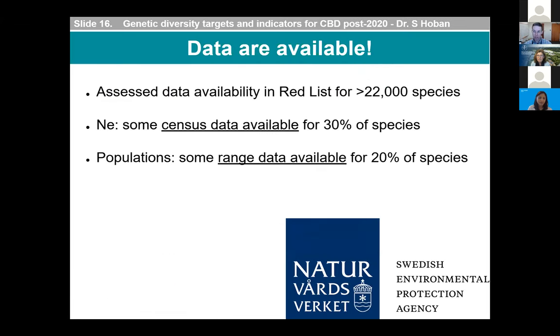How many species have data available? The Swedish Environmental Protection Agency sought to answer this question. They assessed whether data could be available for over 22,000 species in Sweden. They found that about 30% of species had some census data available, and 20% of species had range data available. So again, the indicators cannot be done for all species in a country, but in this country, they could be done for at least thousands of species. And so we think that threshold of 100 is certainly feasible.